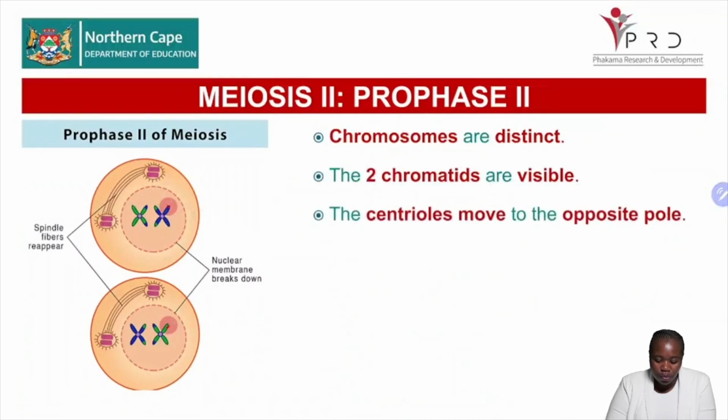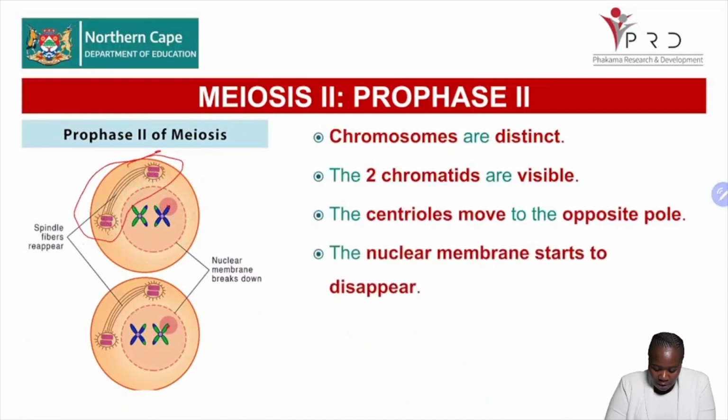Now we can see the chromosomes looking distinct. The centrosome that I spoke about earlier is now going to form the 2 centrioles, meaning that we can also start to see the spindle fibers reappearing.